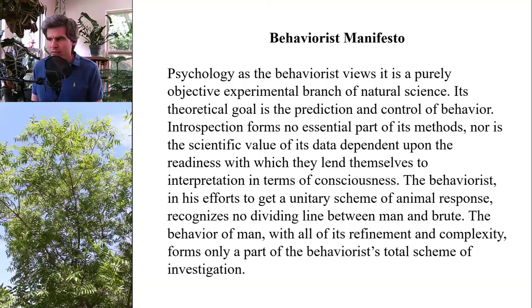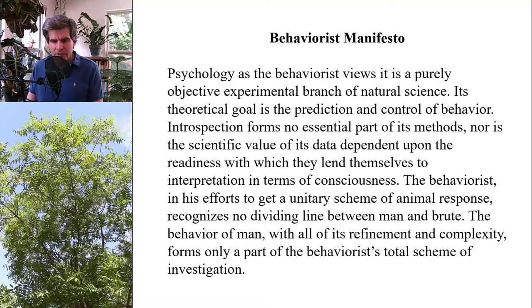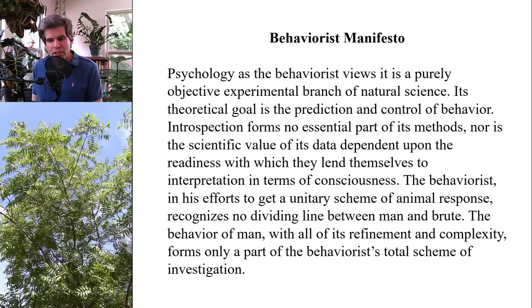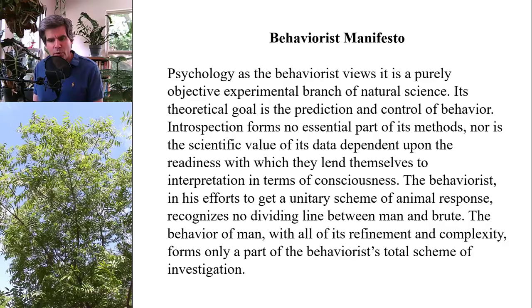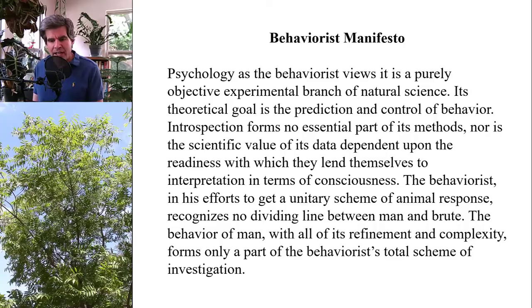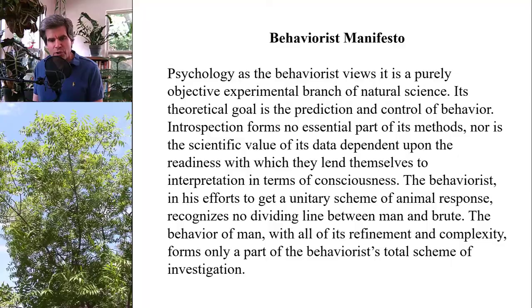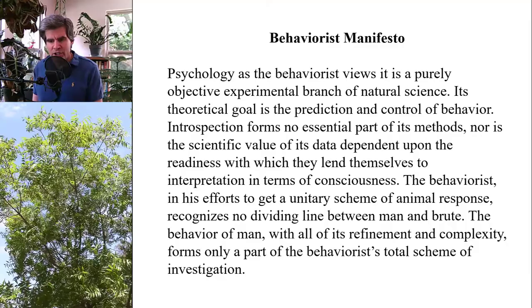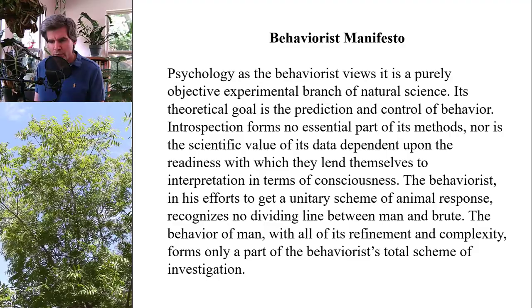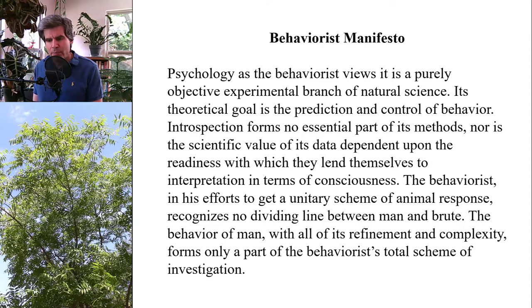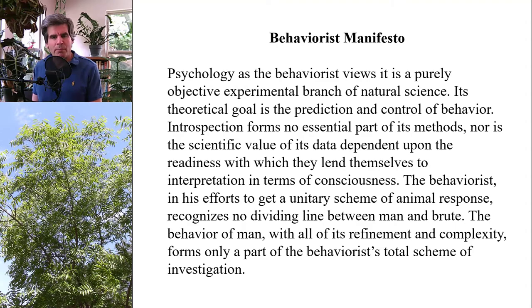So I have an excerpt of his Behaviorist Manifesto on the screen there. He says, "Psychology, as the behaviorist views it, is a purely objective experimental branch of natural science. Its theoretical goal is the prediction and control of behavior. Introspection forms no essential part of its methods, nor is the scientific value of its data dependent upon the readiness with which they lend themselves to interpretation in terms of consciousness. The behaviorist, in his efforts to get a unitary scheme of animal response, recognizes no dividing line between man and brute. The behavior of man, with all of its refinements and complexity, forms only a part of the behaviorist's total scheme of investigation." So that's John Watson's Behaviorist Manifesto and the start of behaviorism.